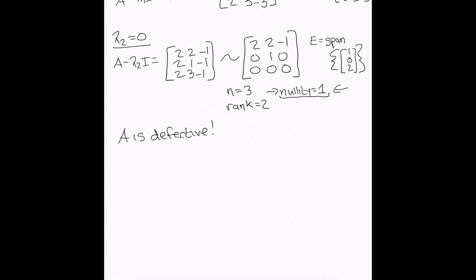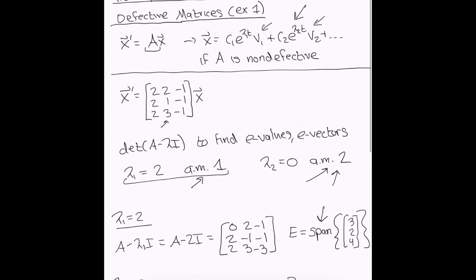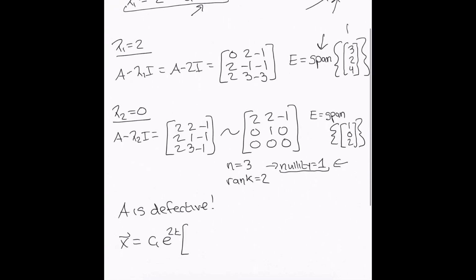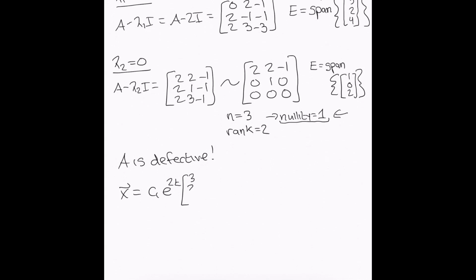And so if you take this approach that we did in the non-defective matrices here, and you try to write this equation out, what we get is that we have x is equal to c1 e to the lambda 1, which was 2t, times our first eigenvector, which is in the span of this. So I might as well just call it 3, 2, 4. And then I have plus c2 e to the lambda 2 t, which was 0t, times my second eigenvector, 1, 0, 2.